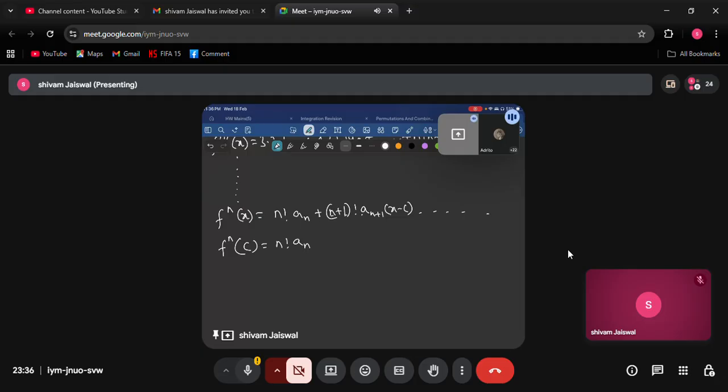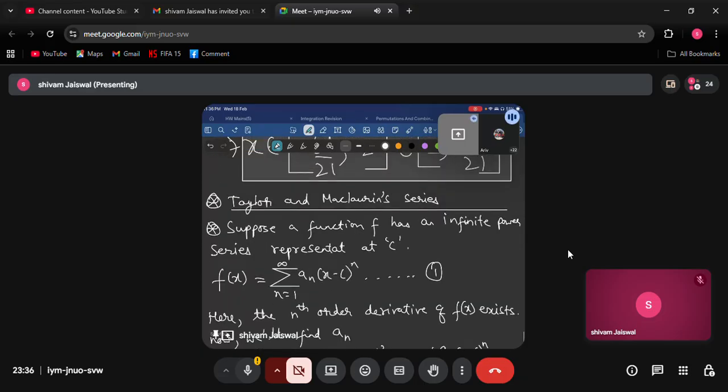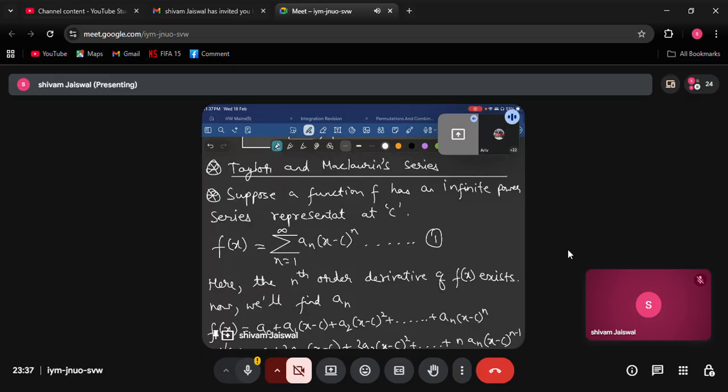This is an important part to understand power series. So from where did you get a n plus 1? It's an infinite series, right? After that, a n plus 1 will also come, isn't it?